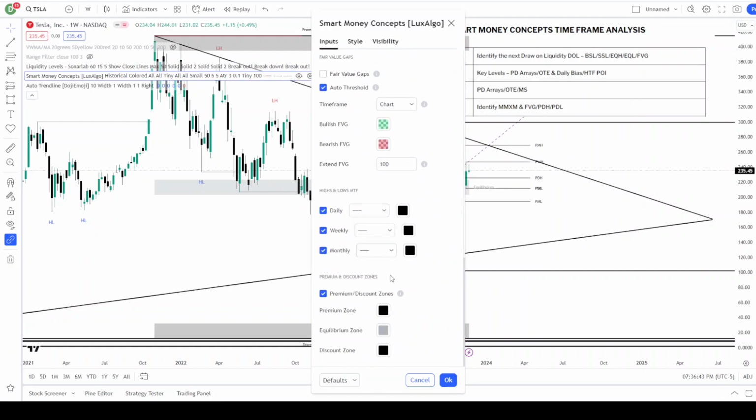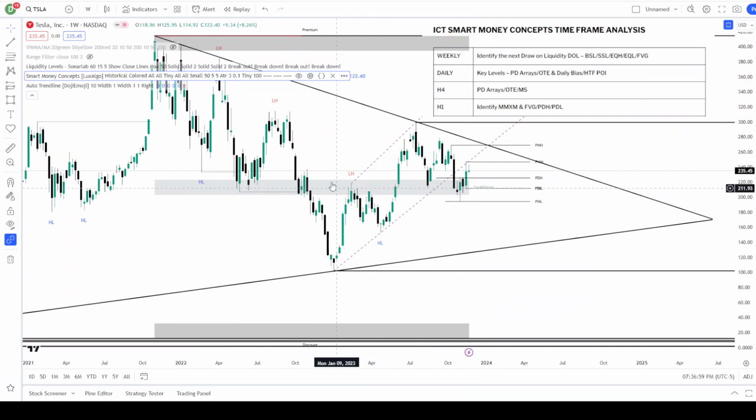Okay, I have a lot of the things turned off right now, but what I have turned on right now is the daily, weekly, monthly high lows. Okay, and the premium discount zones. And I have them in black, in dark gray and light gray. And you can see those here: premium, discount, equilibrium.